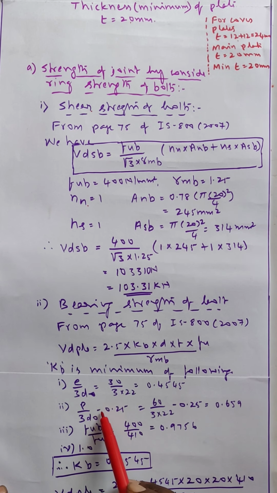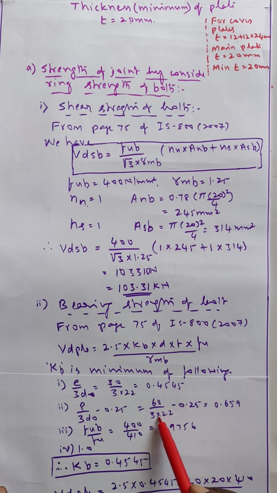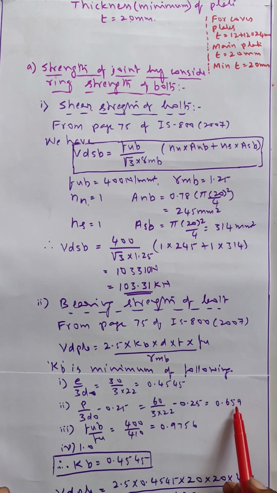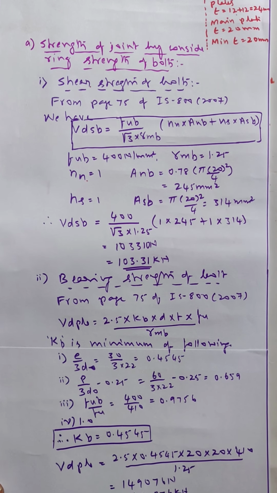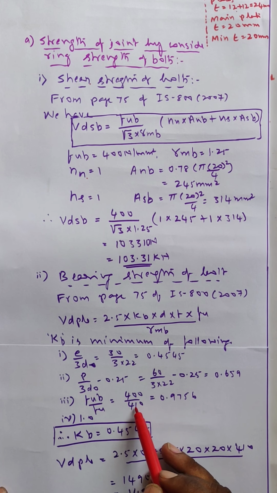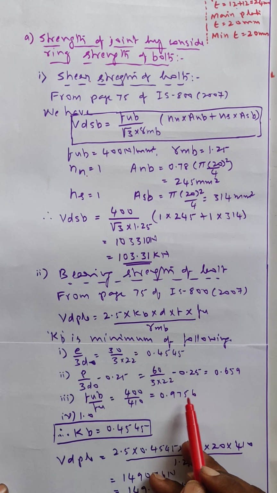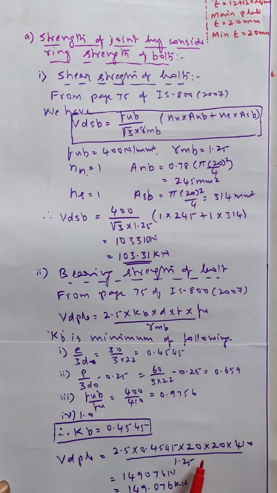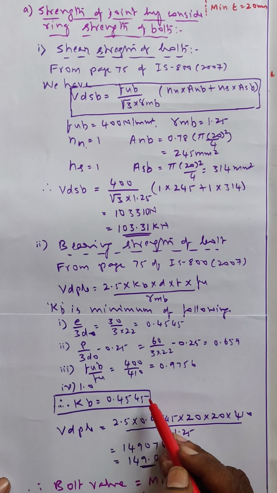Second is p by 3 d naught minus 0.25. 60 by 3 into 22 minus 0.25, we got 0.0659. Now, third one is fub by fu, strength of bolt divided by strength of plate. 400 by 410, we get 0.9756. Last one is 1. It should not be more than 1. Therefore, Kb value is 0.45.